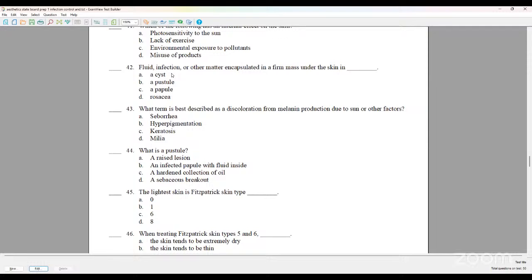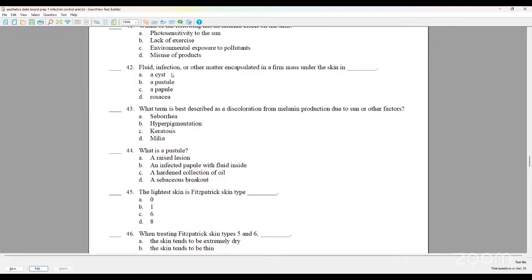A cyst, a pustule, a papule, or rosacea. Yes, fluid. Infection. You're correct. 42 is a cyst. A firm mass under the skin. So we're not talking about papule or pustule. A papule falls into the boil category, and a pustule into the pimple category. It's definitely not rosacea. So 42 is A.